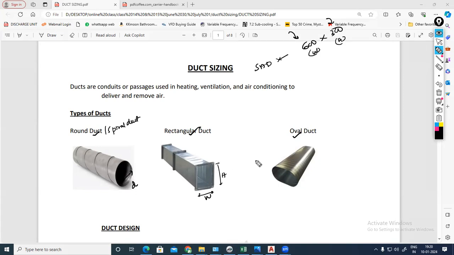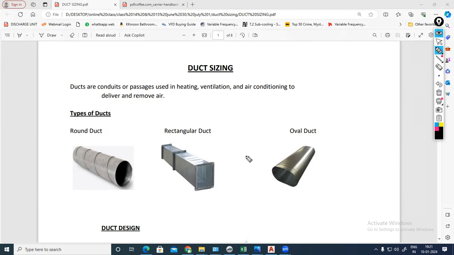And for good looking duct, we are having oval duct. Round is also good only. For oval duct, you should find your major axis and minor axis. Actually, the same width and height as the rectangular duct we'll be getting here as well. Slight variations can come. Okay, oval duct. Fine.